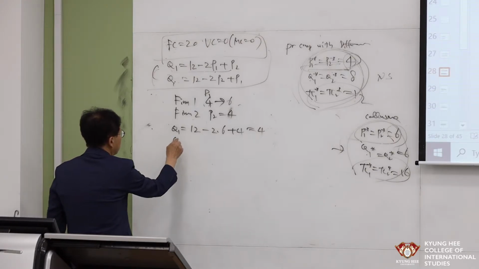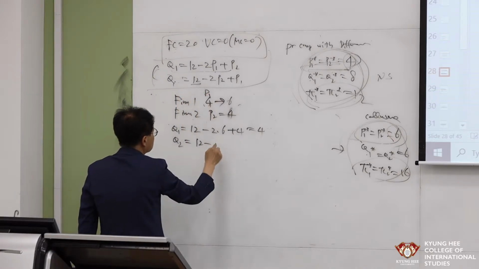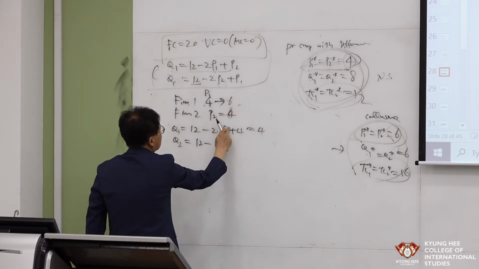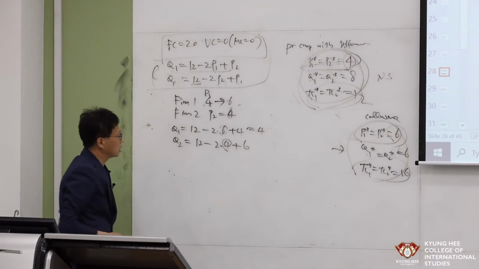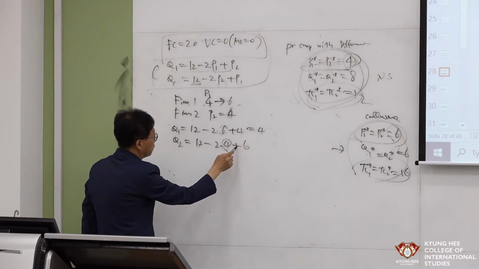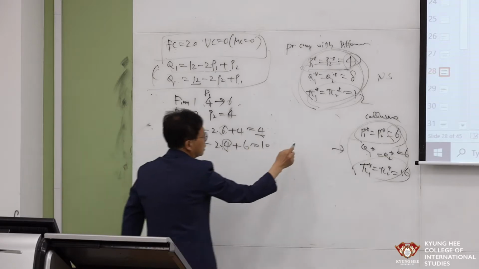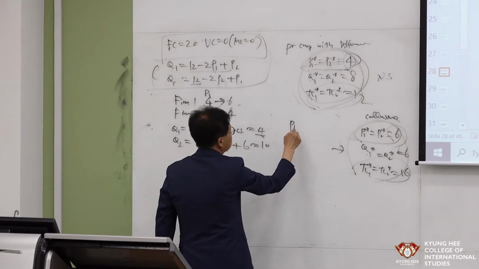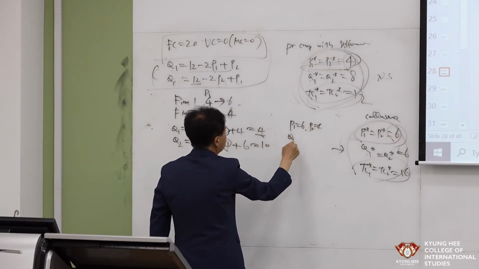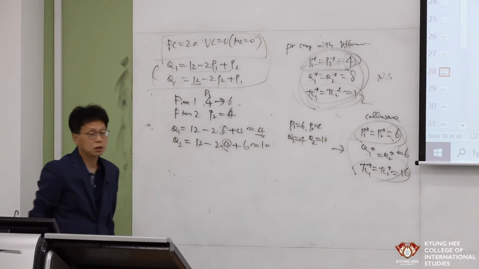Right? Then what happens in Q2? Q2 is 12 minus 2 P2, where P2 is $4, and P1 is $6, right? Then 12 minus 8, 4 left, 4 plus 6, 10. Then Q1 star is 4, right? So the third case is P1 is 6, P2 is 4. Then Q1 is 4, Q2 is 10, right?